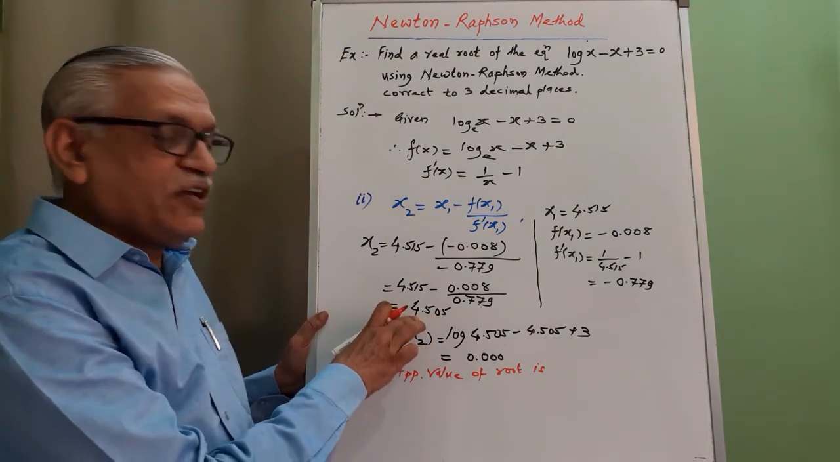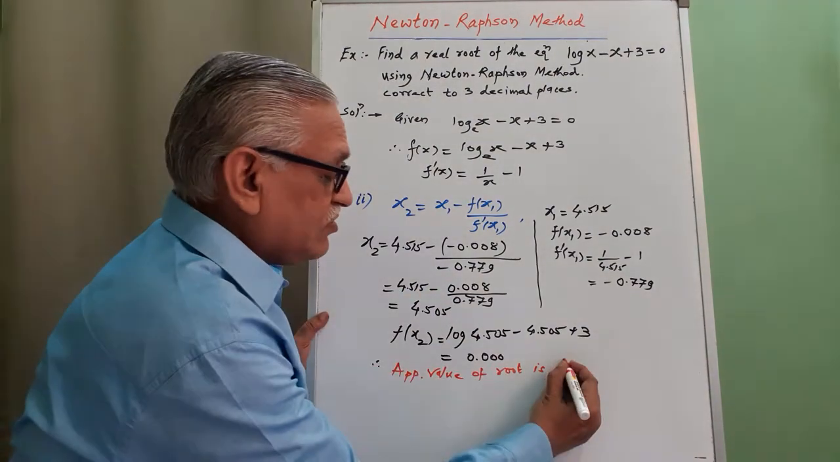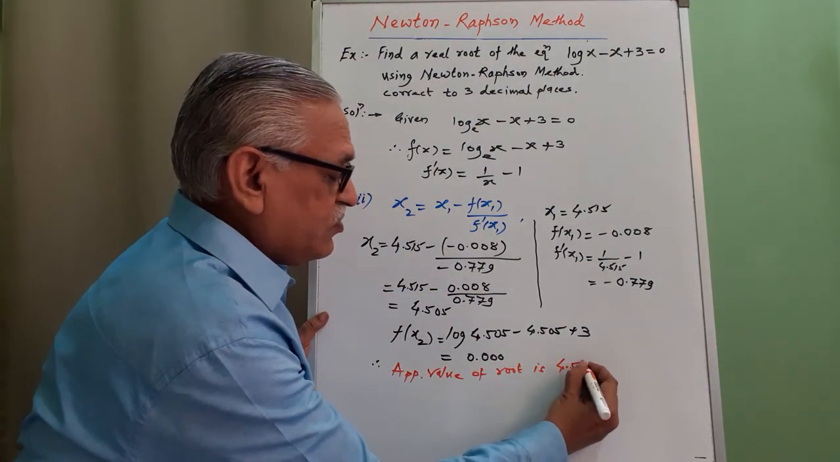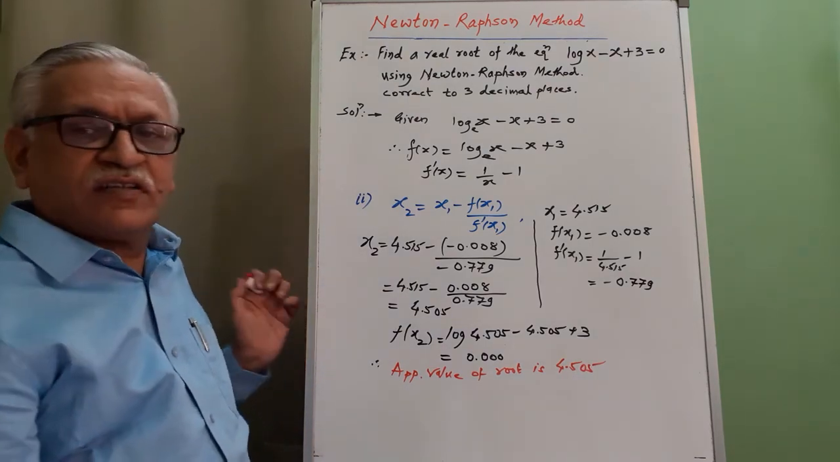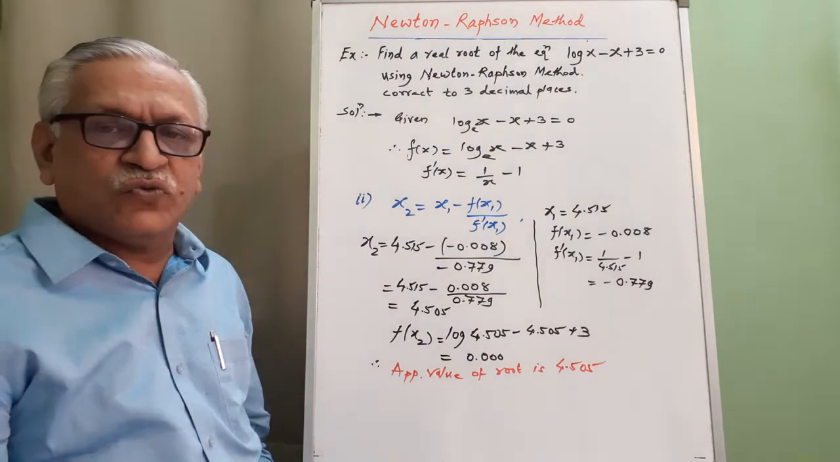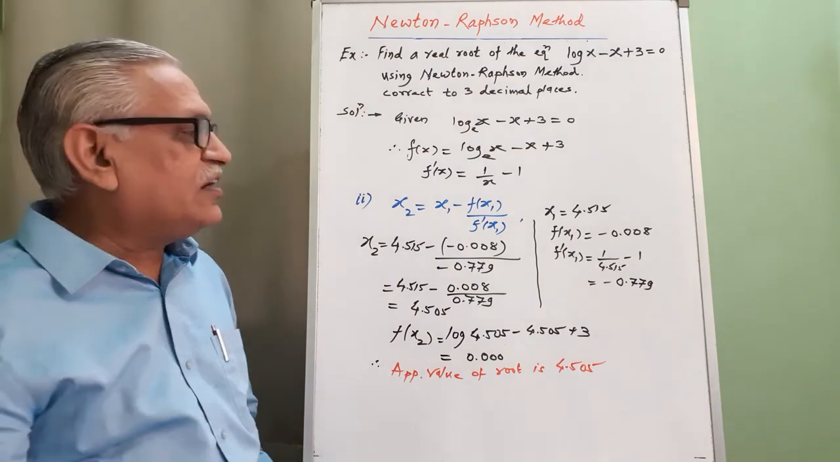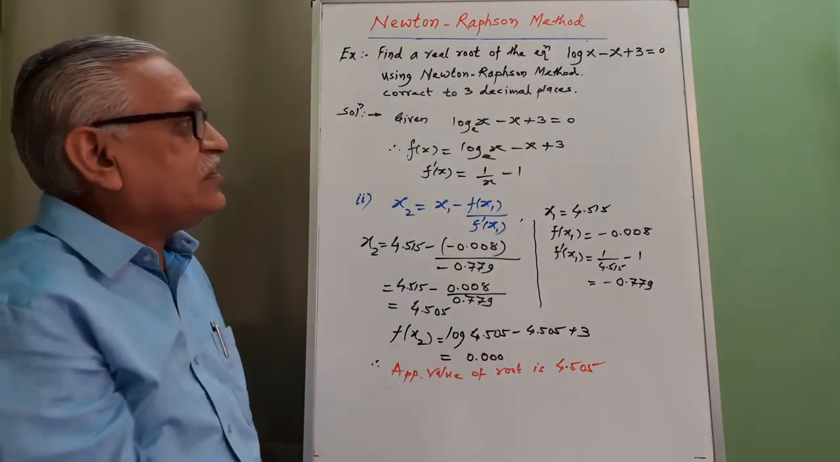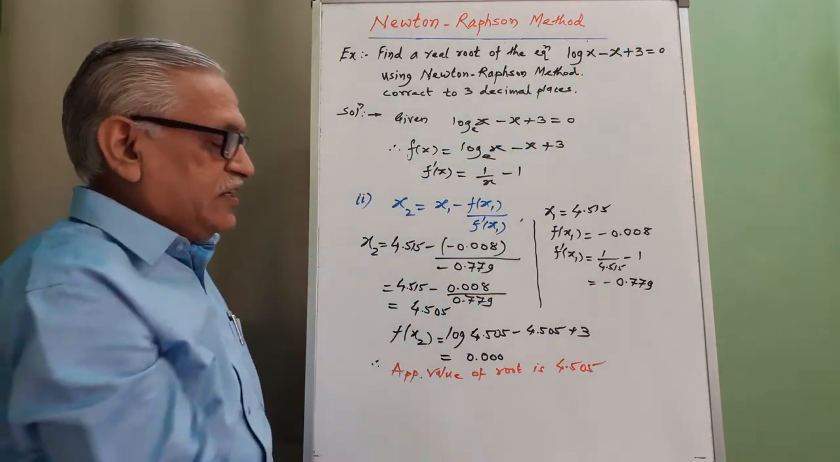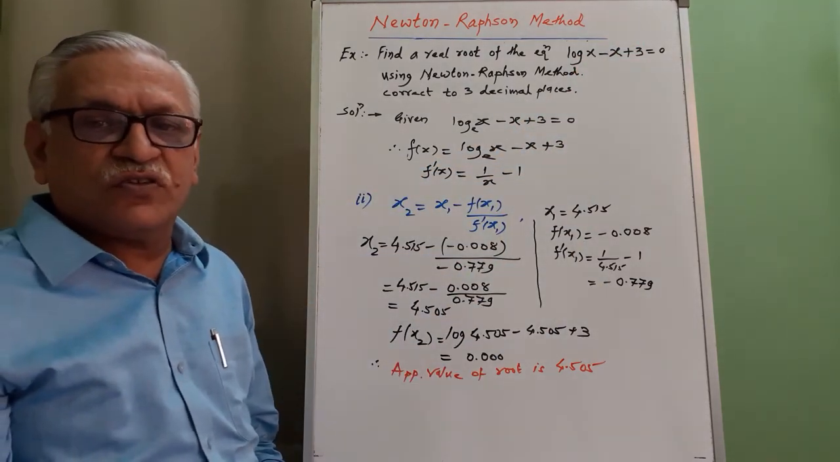and therefore the root is 4.505, and the steps required are only 2. In 2 iterations only, we are getting the required real root of that equation, log x minus x plus 3 equals to 0.